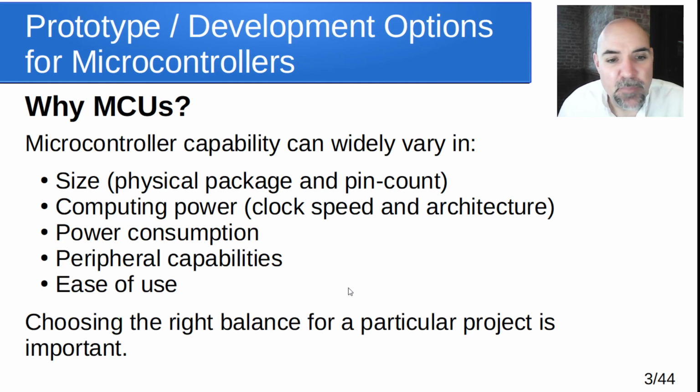The other thing is computing power, meaning how fast do we need it to compute things? Do we need something that's lightning fast for a real-time application, or something that's handling a whole lot of data, like a video stream or something like that? So the computing power comes in two forms: the clock speed, how fast does the clock tick, and then the architecture, how much work does it do for each of those ticks of the clock.